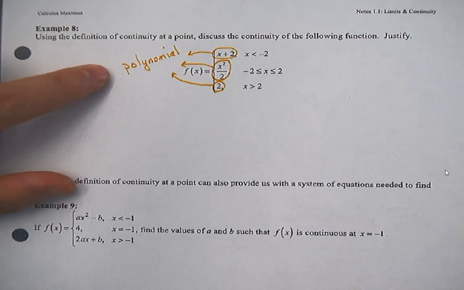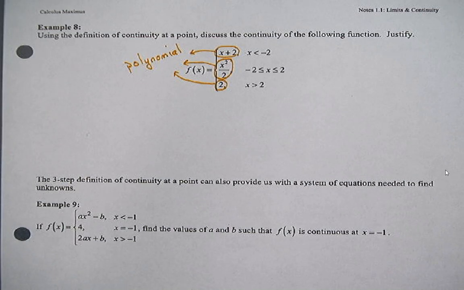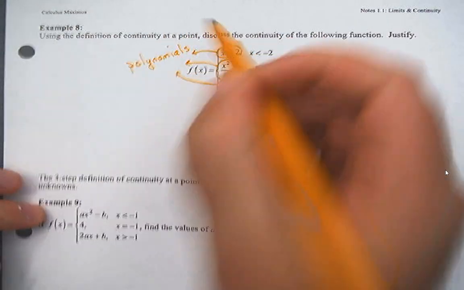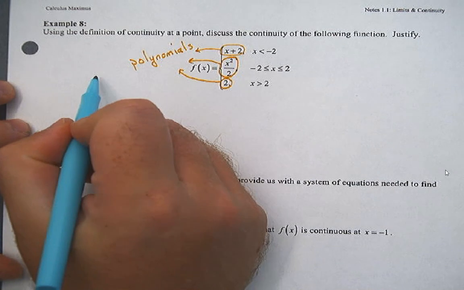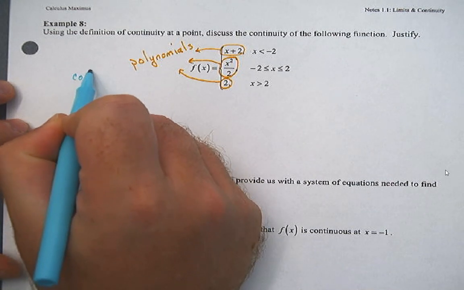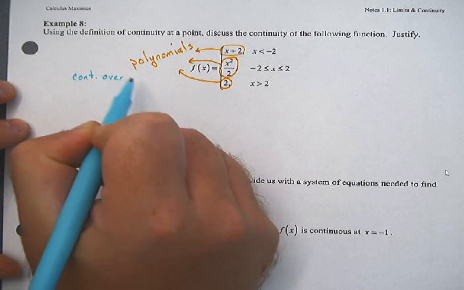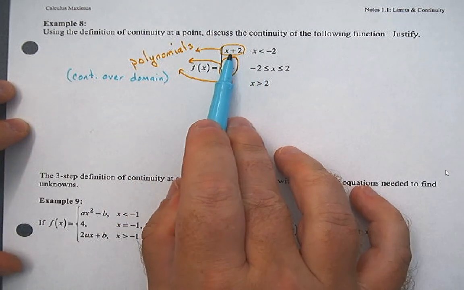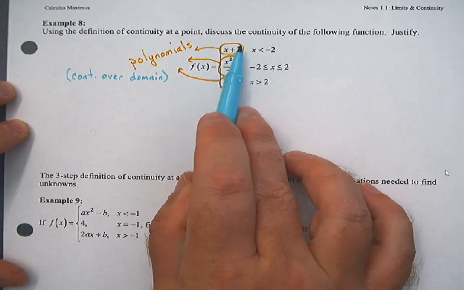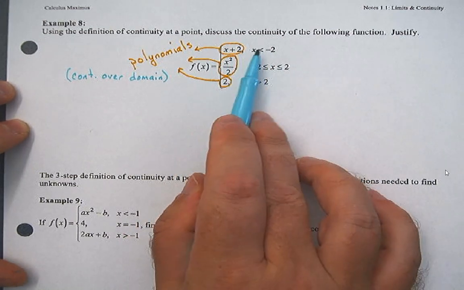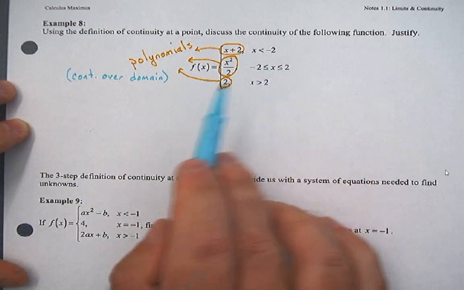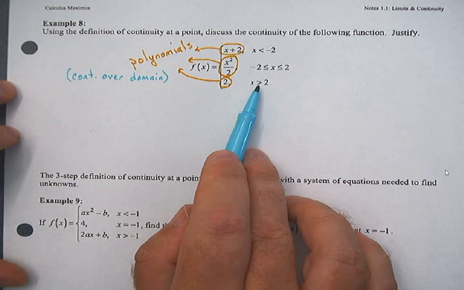Now, what's nice, we talked about this in one of our other sections, in the Unit P sections. What's nice about polynomials? Polynomials are continuous over their domain. So I know that x plus 2 is continuous for all the points over this interval of x values. I know that this is continuous from -2 to 2. I know that this is continuous for all x's that are greater than 2.